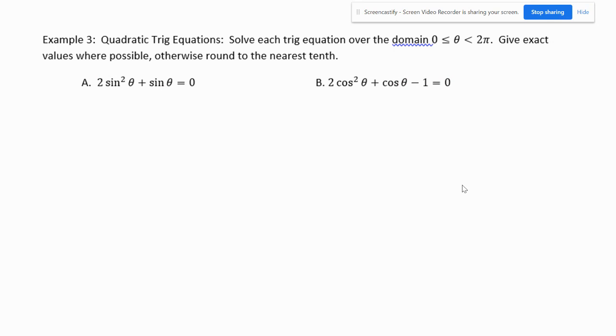Okay, example 3. So there are some more quadratic trig equations over here, but in this case, we have to solve them in a slightly different way.